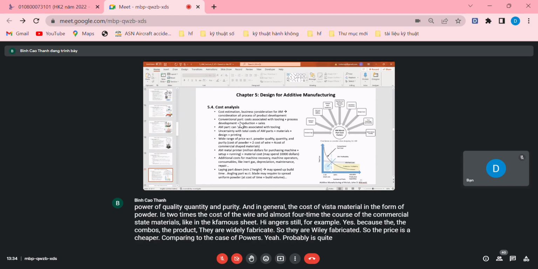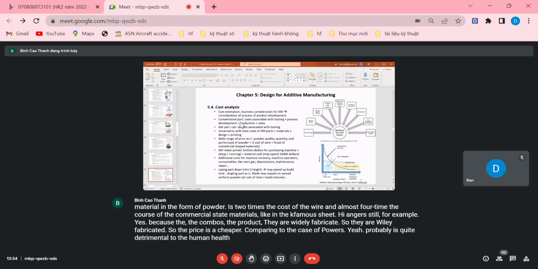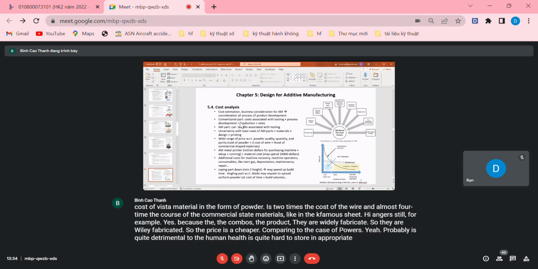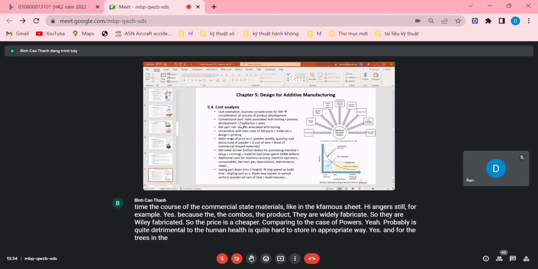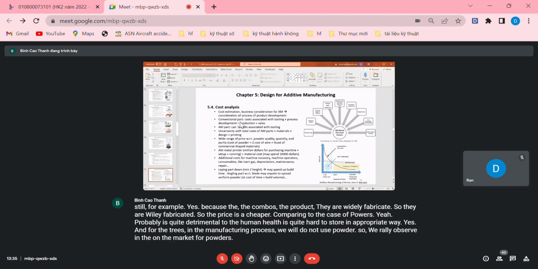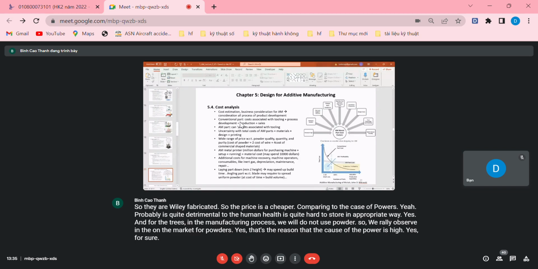Powder is also quite detrimental to human health. It's quite hard to store in an appropriate way. And for the traditional manufacturing process, people do not use powder, so we rarely see powders on the market. That's the reason that the cost of the powder is high, for sure.